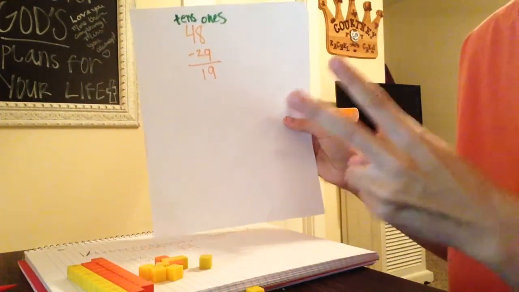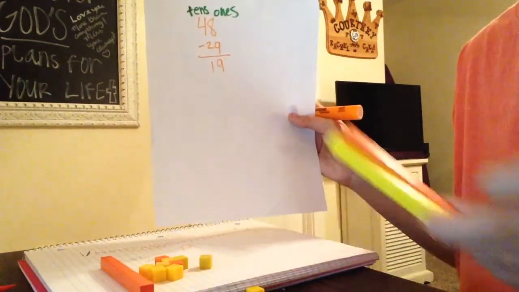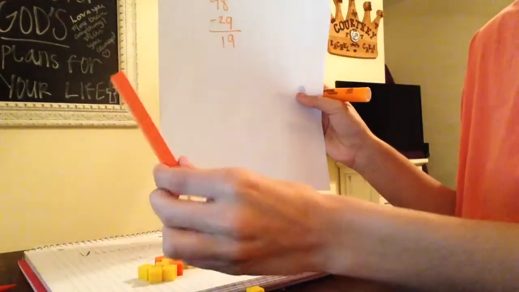And so I look at that, and I say, 2 10s, that's 2 rods. I'm going to take away 2 rods. So I subtract them, I'm taking them away. And what am I left with? You can see over here, I'm left with 1 rod.